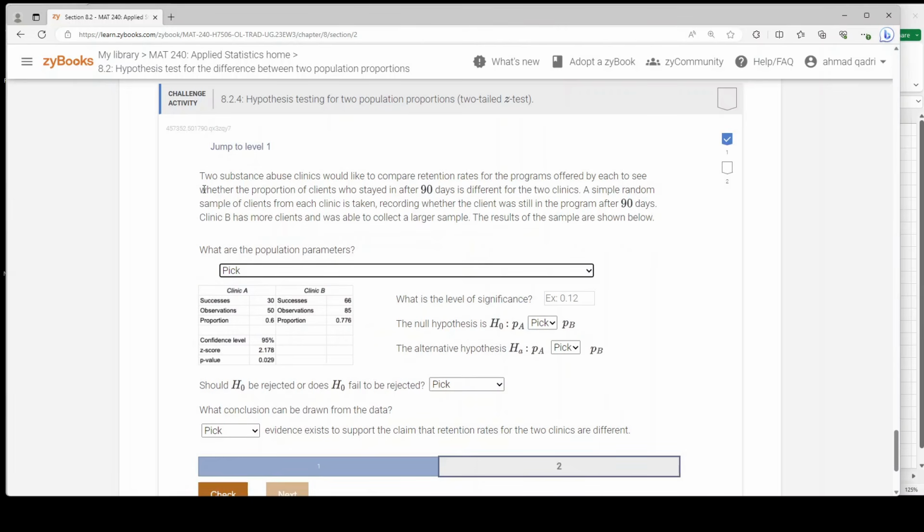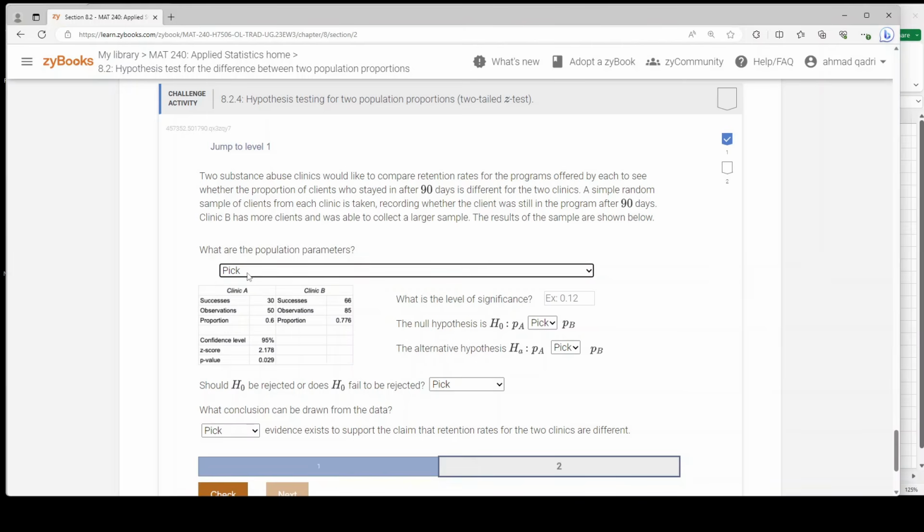The next question is, two substance abuse clinics would like to compare retention rates for the programs offered by each to see whether the proportion of clients who stayed in after 90 days is different for the two clinics. So a simple random sample of clients from each clinic is taken.